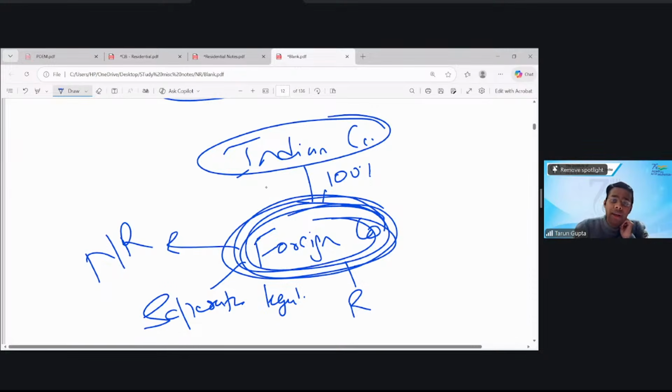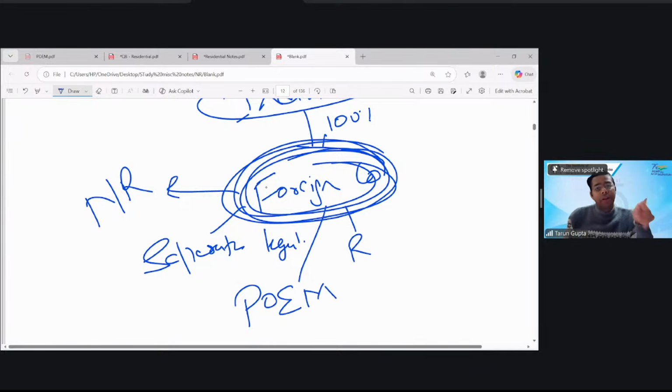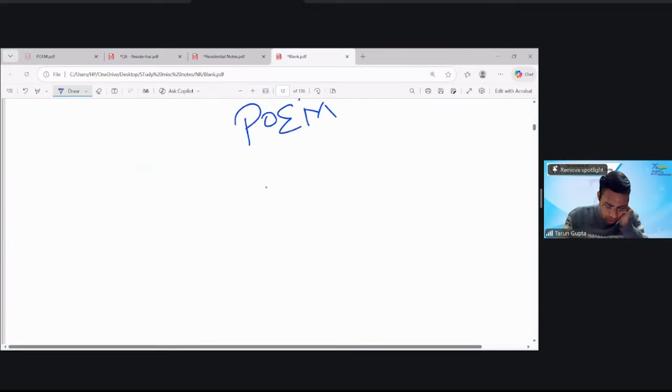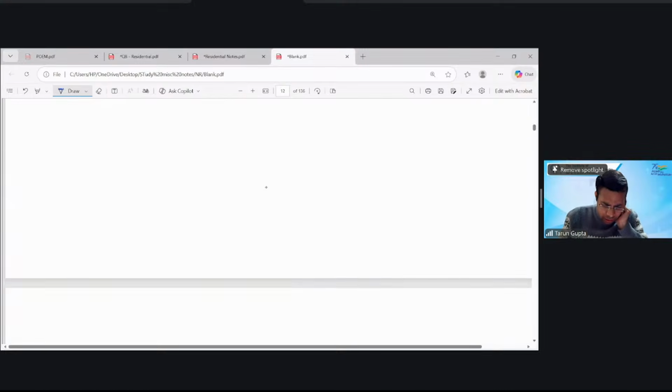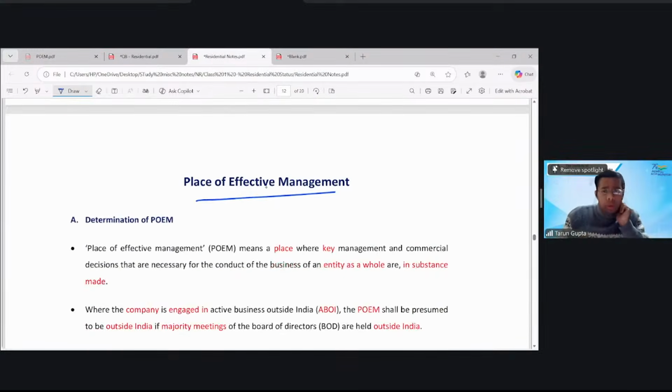Now, this foreign company can be resident or non-resident depending on where the POEM is. It's not an Indian company, so the first condition is not applicable. It can be resident if POEM is in India. It can be non-resident if POEM is outside India. Now let's see what the POEM is. We'll discuss theoretically, then we'll discuss practically as well. There's a definition given in the Act itself.